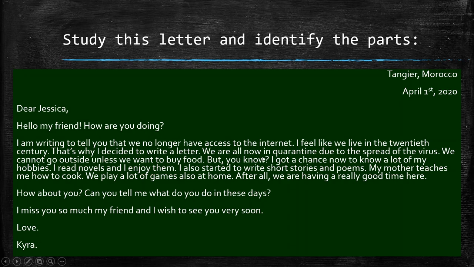We are all now in quarantine due to the spread of the virus. We cannot go outside unless we want to buy food. But you know, I got a chance now to know a lot of my hobbies. I read novels and I enjoy them. I also started to write short stories and poems. My mother teaches me how to cook. We play a lot of games also at home. After all, we are having a really good time here.